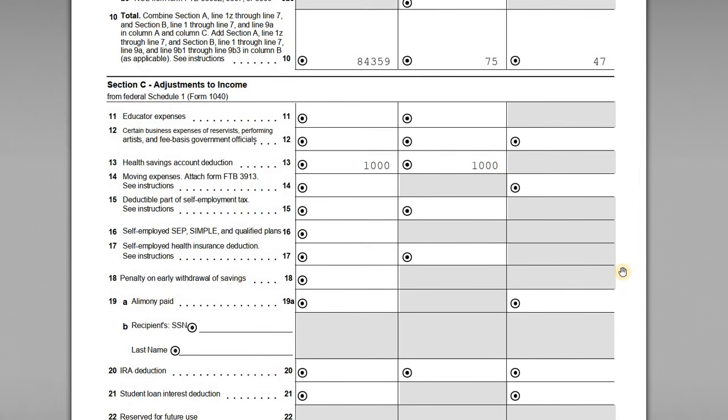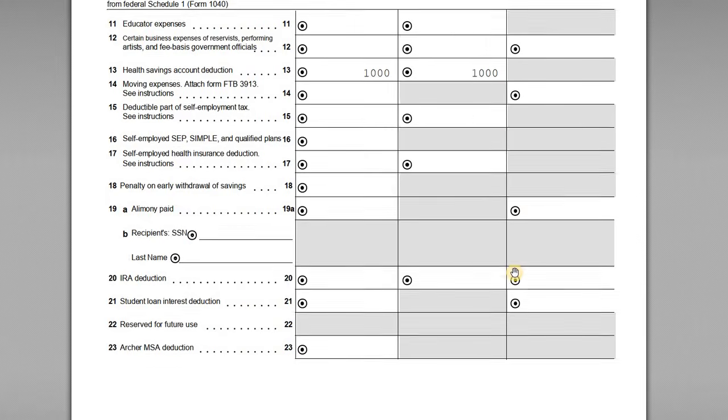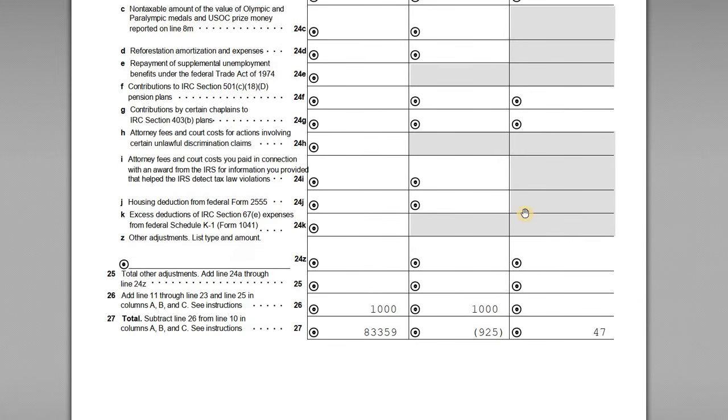Then we move on to section C for adjustments to income, and here we see the HSA adjustment. From the Federal Schedule 1, Form 1040, we have a health savings account deduction of $1,000. Again, remember, California does not allow this. They don't conform to this kind of deduction. So we have a subtraction or a reduction to the expense of $1,000. This effectively wipes out that amount for California state tax purposes. Then after all those adjustments are made, we get the absolute totals down on line 27.